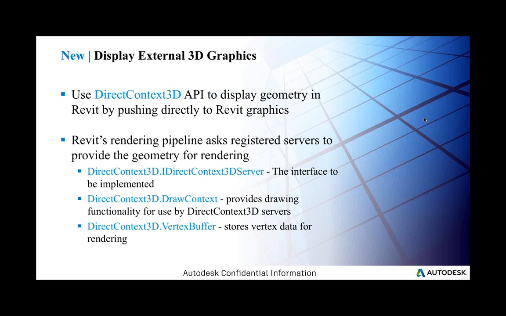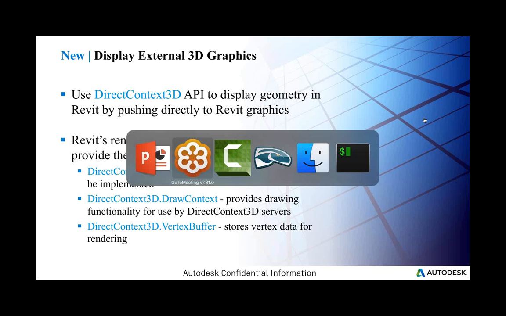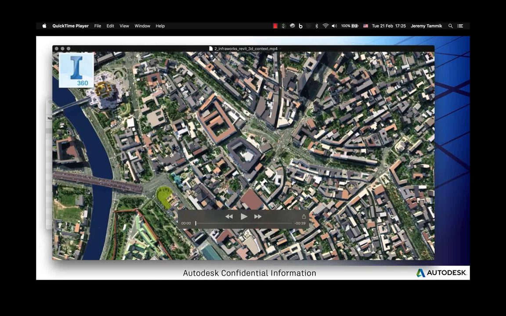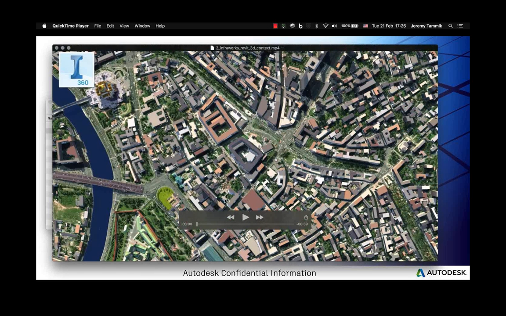Another very exciting new graphical aspect is the Direct Context 3D API. You can use that to display geometry in Revit by pushing directly to the Revit graphics screen. To demonstrate that, I have a video which shows how Infraworks background information can be displayed in the Revit screen.